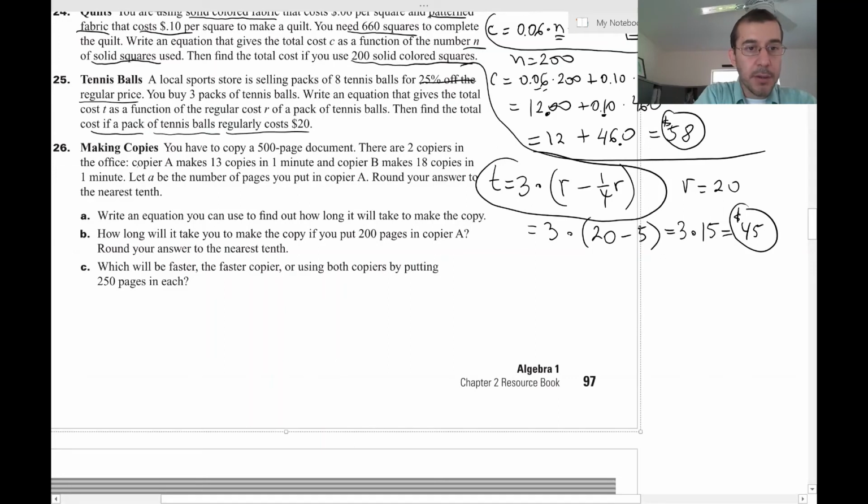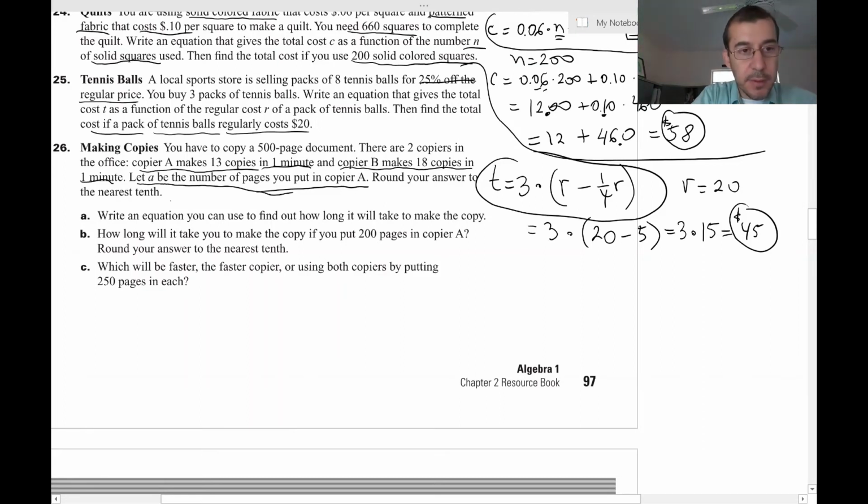Copier A makes 13 copies in 1 minute, and copier B makes 18 copies in 1 minute. Let A be the number of pages you put in copier A, okay? Round your answer to the nearest tenth, okay? Write an equation you can use to find out how long it will take to make the copy, okay?